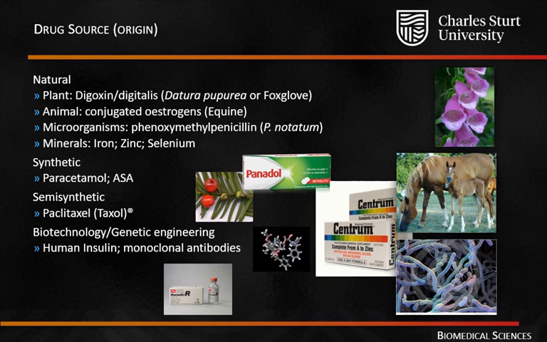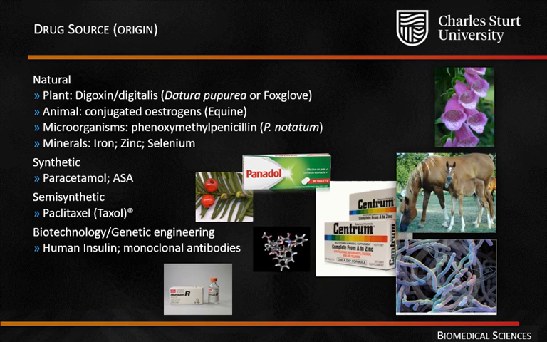Now, as far as drugs and where we get them from, there are many different ways that they can be derived. So I've already indicated where there is a natural source of medication or drugs. So plants: digoxin came from the digitalis plant, which is this kind of purple bellflower here. You can get conjugated estrogens, which were from an equine source, so from the horses. Microorganisms also produce a lot of useful drugs, so phenoxymethylpenicillin being the most notable of those. Also, minerals like iron, zinc, and selenium can also be sources of drugs.